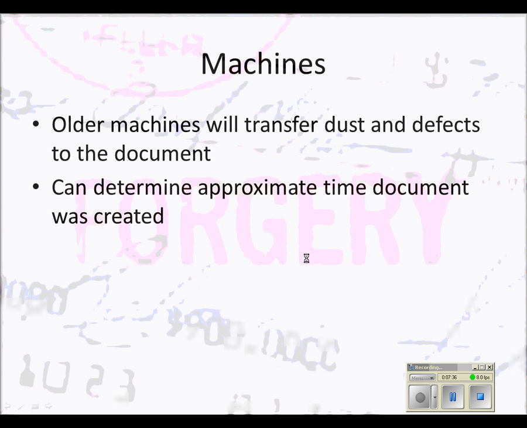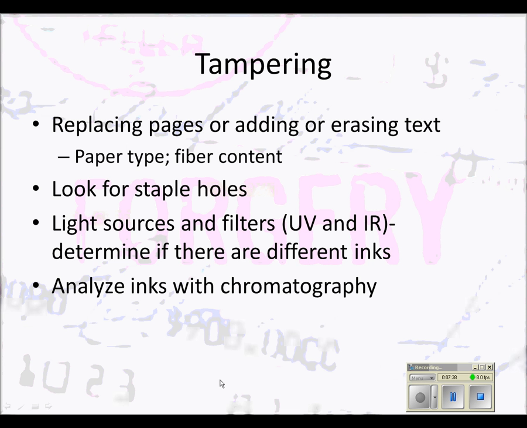Now, if somebody tampers with a document, they may have replaced pages or added or erased text. They might have changed the paper type or the fiber content. You're also going to look for staple holes to see if a staple's been removed and placed back. You use some light sources and filters such as UV and infrared to determine if there are different inks. And you analyze inks with chromatography.